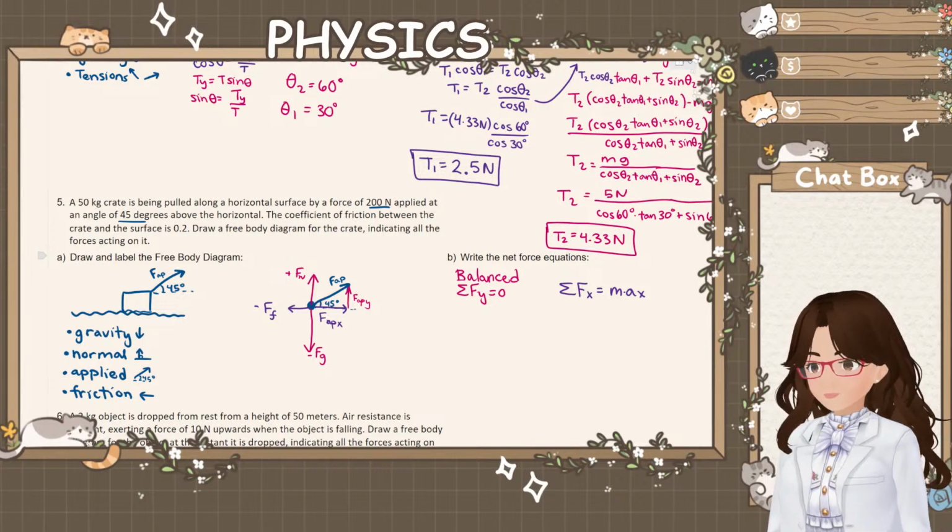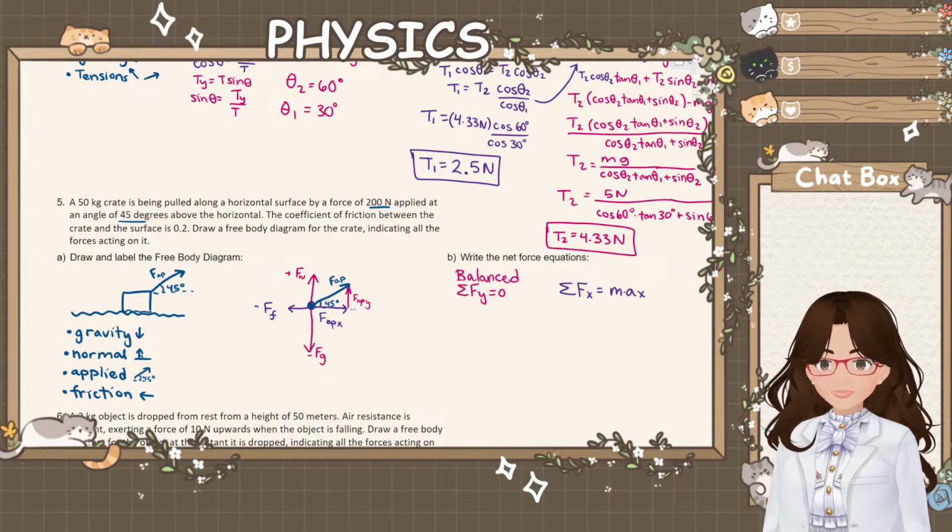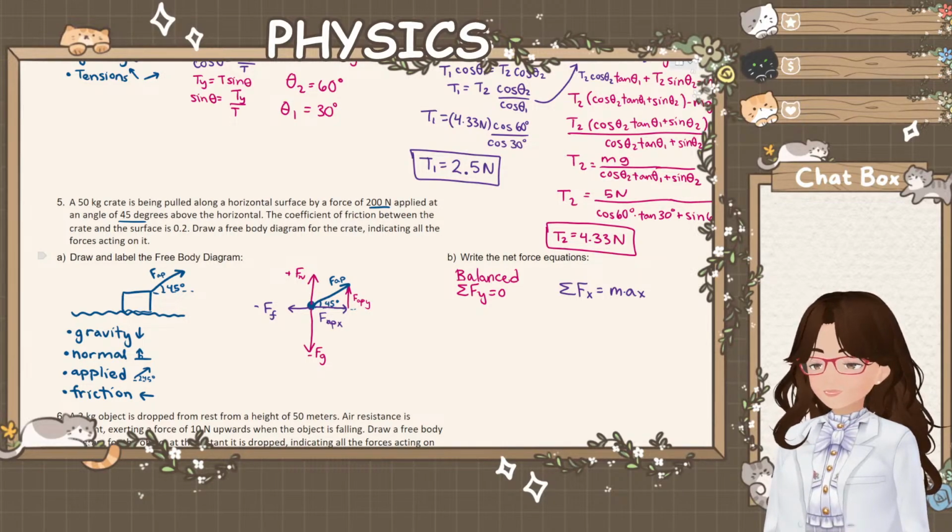Okay. So in this case, let's go ahead and see if that's actually true. First things first, let's write our two net force equations. So we have the normal force plus the force applied y component minus the weight of the object is equal to 0.